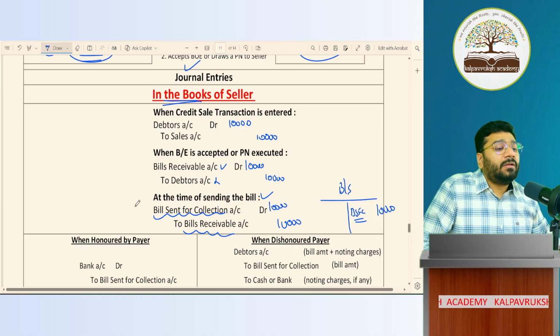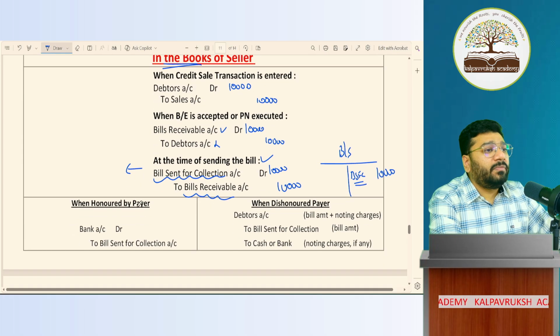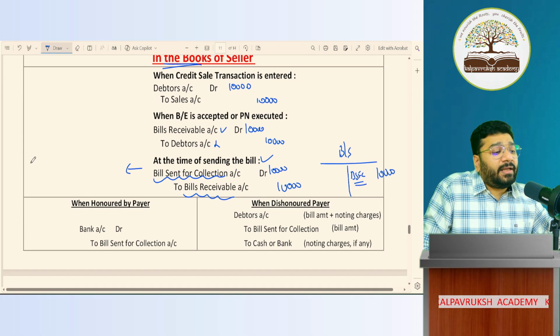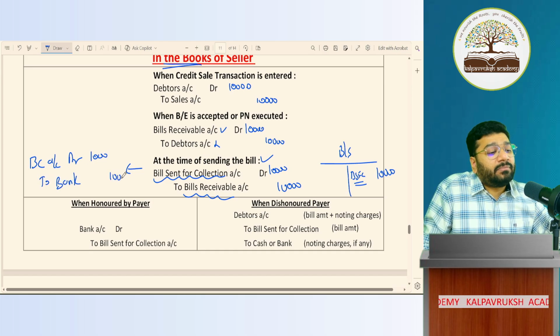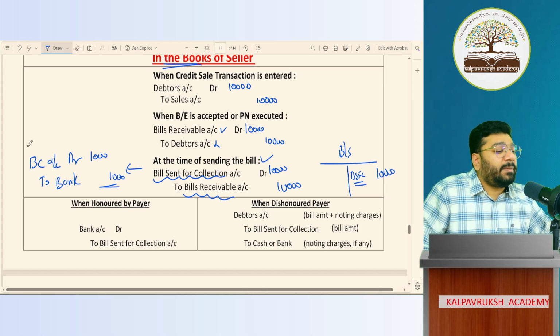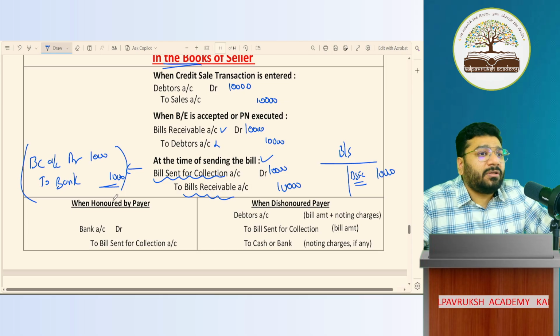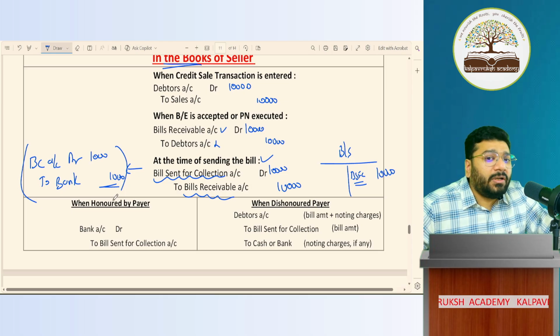Okay. Is the banker doing this job free of cost? No. He will charge money. So what is the charges entry? Bank charges will come here. Bank charges account debit 1,000 to bank. From our bank, I'll pay 1,000 rupees. Got it, not got it? This is a separate transaction. Understood? Got it, not got it? Okay.